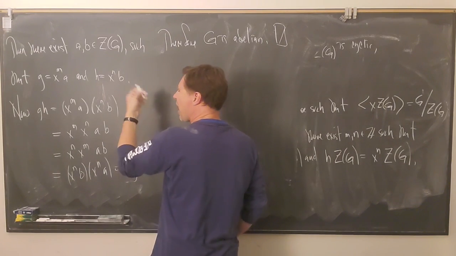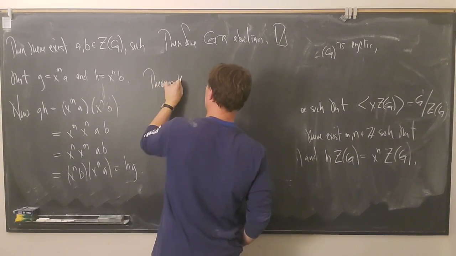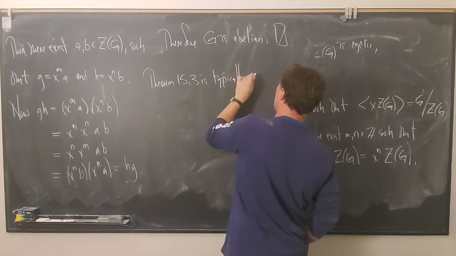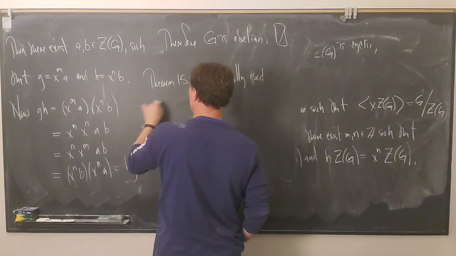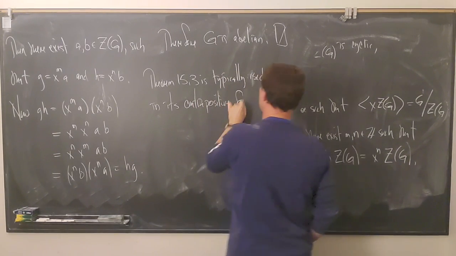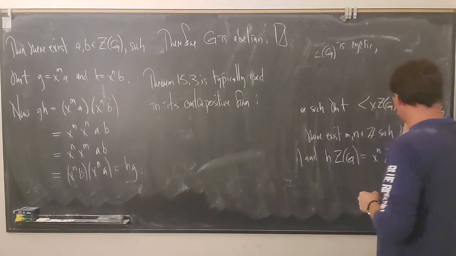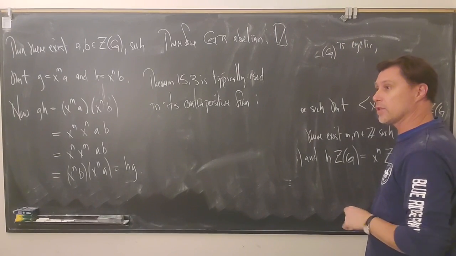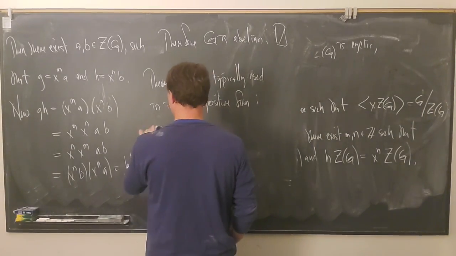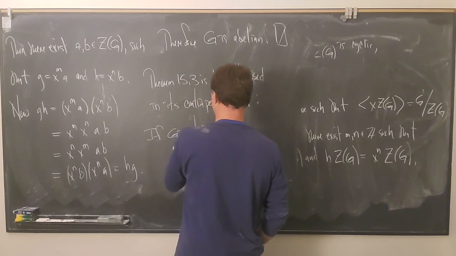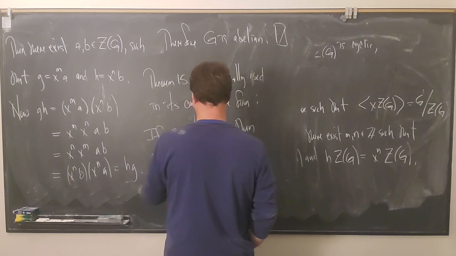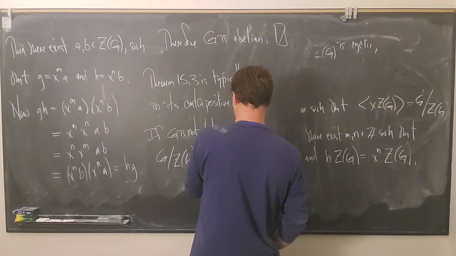So just as a sort of commentary, Theorem 15.3 is typically used in its contrapositive form. Our theorem said that if the quotient is cyclic, then the group is abelian. So the contrapositive would say if the group is not abelian, then the quotient is not cyclic. So it would be: if G is not abelian, then G mod Z(G) is not cyclic.